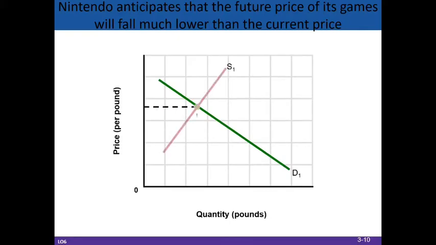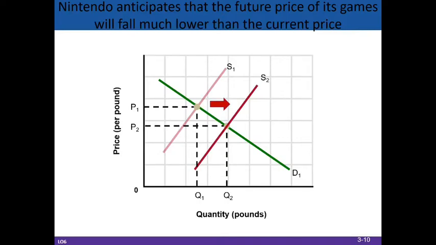Nintendo anticipates that the future price of its games will fall much lower than the current price. And it looks like this is about the firm, this is about the sellers. This will affect our supply curve. So if this firm expects that the future price will fall, they will want to sell more today. Today, they will increase their supply. That is a rightward shift. With the new supply, we have a new equilibrium. The price goes down, the quantity goes up.